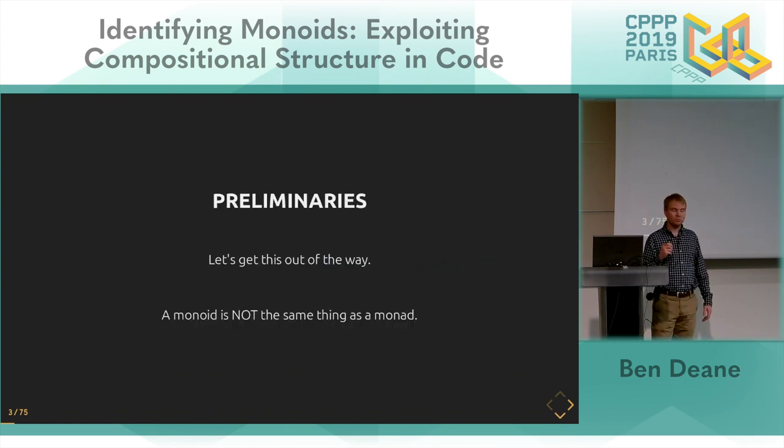Now, to begin with, I just want to get this out of the way. Some of you may have heard about monads. Monads are very popular in functional programming. You hear a lot about them. I just wanted to make this crystal clear that monoids are not the same thing as monads. In fact, to my mind, they're much simpler. If you talk to category theorists, they'll say a monad's a monoid in the category of endofunctors. That's not what we're about today.